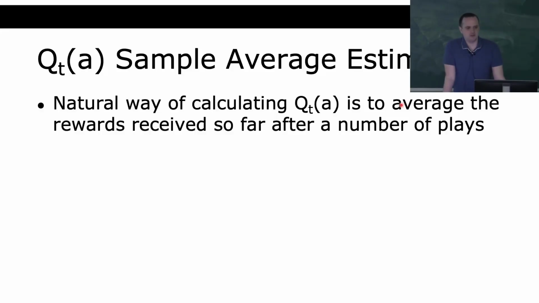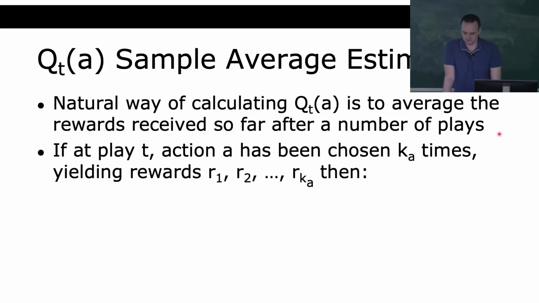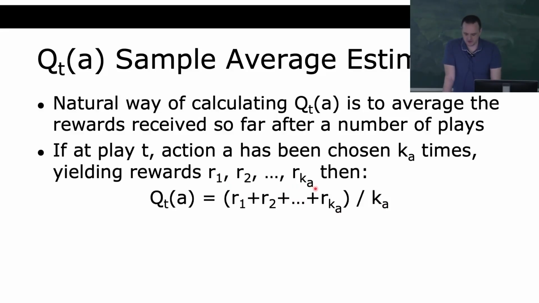So the Q_t(a) sample average estimation couldn't be easier. A natural way of calculating Q_t(a) is to average the rewards that we've received so far after all the plays that we've done. And so if at play t, so this is time step t, action a has been chosen K_a times, yielding rewards R1, R2, up to R_K, then our estimate is just the sum of all the rewards divided by the number of times. That's just the average formula. I'm sure you all know that one.